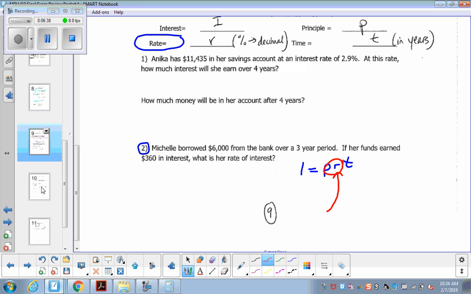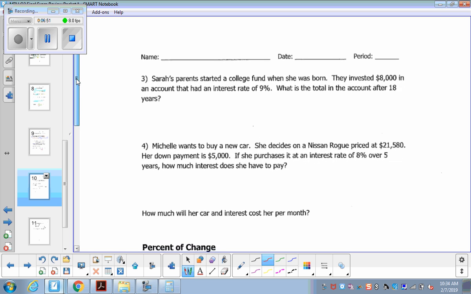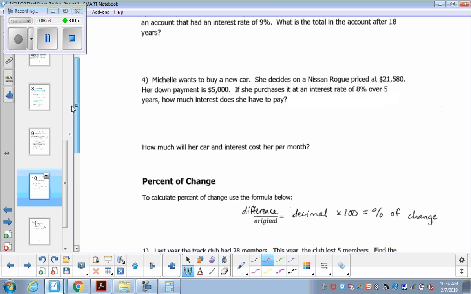Now the video is going to keep going, moving on over to the next page where you're just practicing some more with simple interest. I just want you guys to practice some more of these problems on your own. I don't think that there's anything in 3 or 4 that is going to be too tricky for you guys.